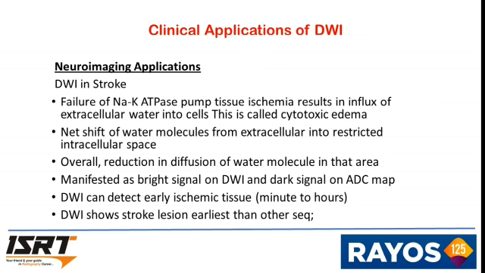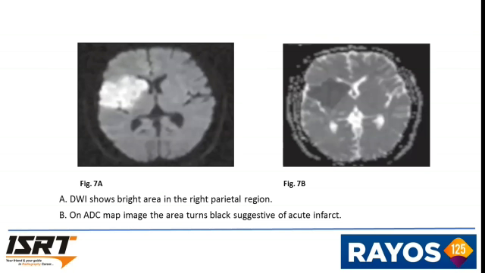Diffusion weighted imaging can detect early ischemic tissue. It shows the stroke lesion earlier than other sequences. In picture A, diffusion weighted imaging shows a bright area in the right parietal region. On the ADC map image, the area turns black, suggestive of acute infarct.